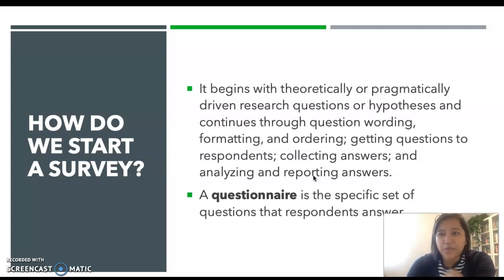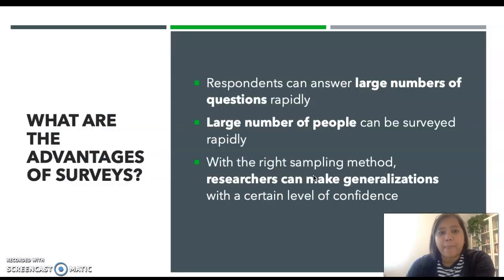Before we go into that more in-depth part of creating the questions, I do want to cover the types of surveys and, first of all, what is a questionnaire? A questionnaire is the specific set of questions that respondents answer.